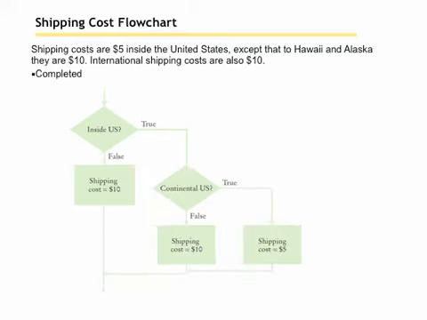Here's a better example. Notice how shipping cost equals $10 is a result of the continental US flow line being false. And we have 2 places where we set shipping cost equal to $10.